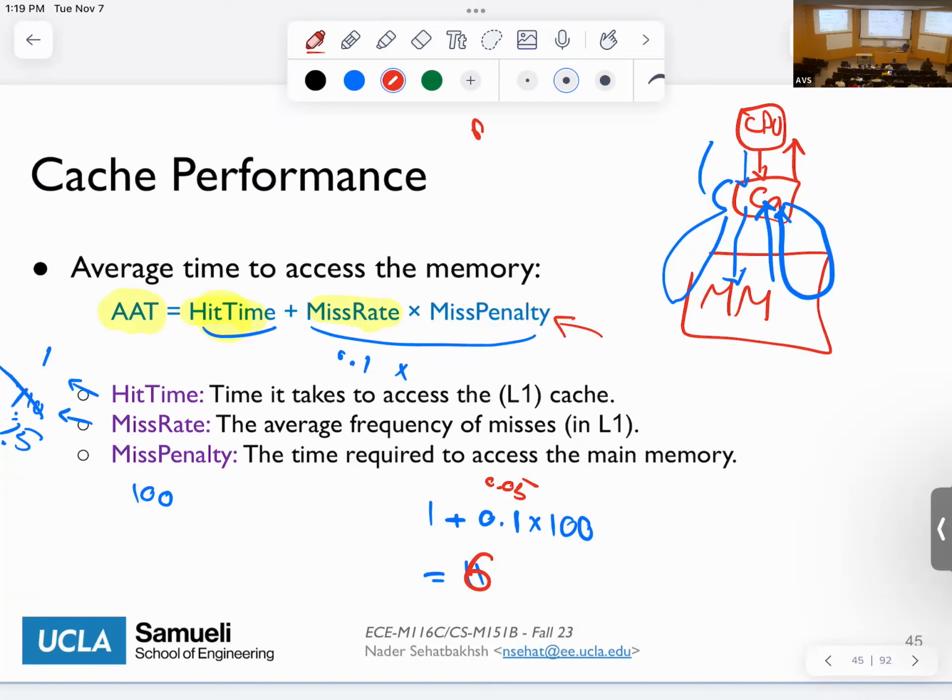Why is the average time not a weighted average? If we're multiplying the rate by units of time, why are we multiplying the hit rate by that?